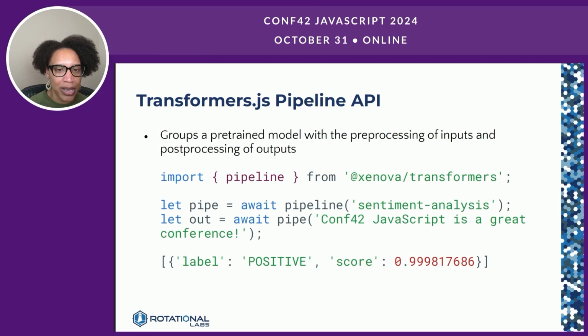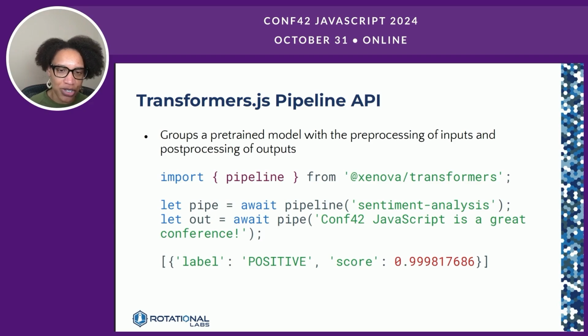So here you're just going to import the pipeline from the library, and then with the pipeline, you can say let pipe equal await pipeline, and then sentiment analysis. So here you're actually going to declare the particular task that the model will do. It is possible to specify a specific model as well. However, if you don't do that, then the Transformers.js library will just choose a default model for you. So here we're doing a sentiment analysis task.